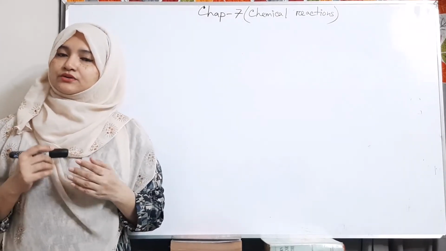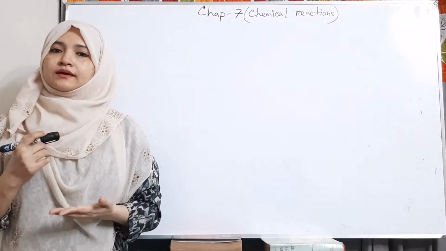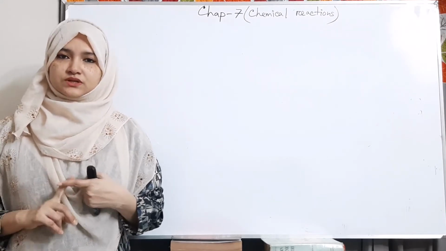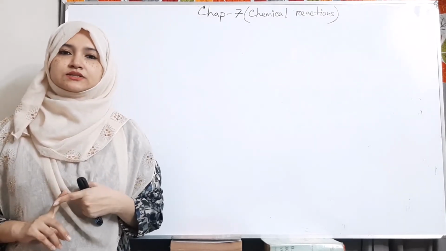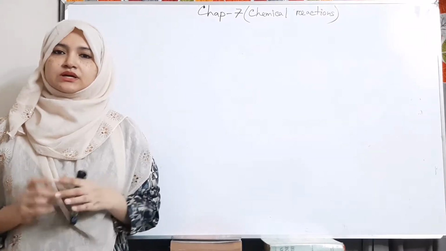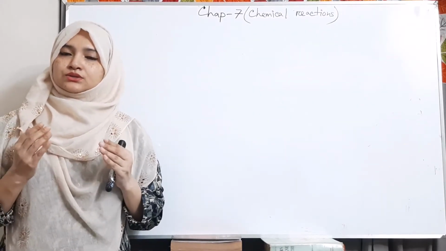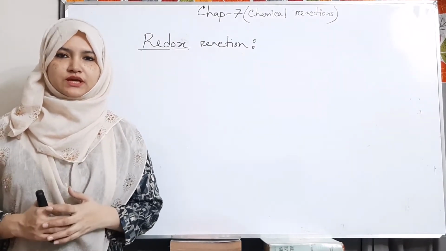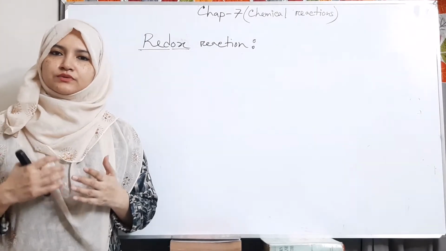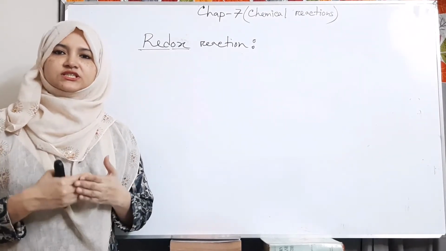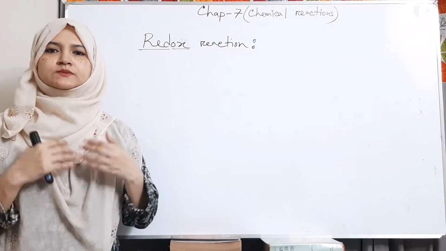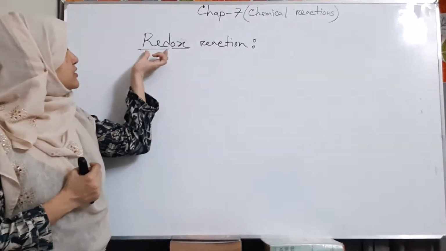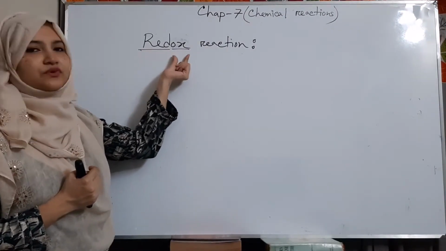Okay, and according to electron transfer, chemical reactions are mainly classified into two types. One is redox reaction and another is non-redox reaction. Today I will discuss redox reaction. Redox reaction means oxidation-reduction reaction. We can abbreviate oxidation and reduction and just call them redox in short. Red for reduction and ox for oxidation.